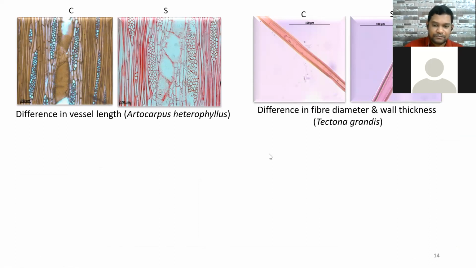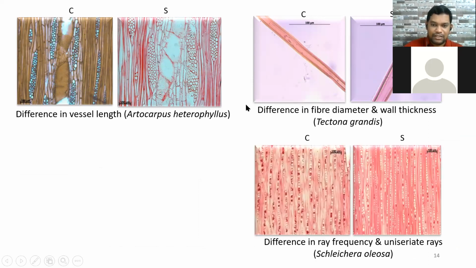Then coming to Schleichera oleosa, another native species, the ray dimensions have changed. The ray parenchyma in a wood is associated with storage as well as lateral conduction. So what I want to highlight here is that the plant under its own stress conditions, as an overall result, I can say that according to the requirement of the plant, the wood element can partition its energy by changing the dimensions of its quantitative or main elements.